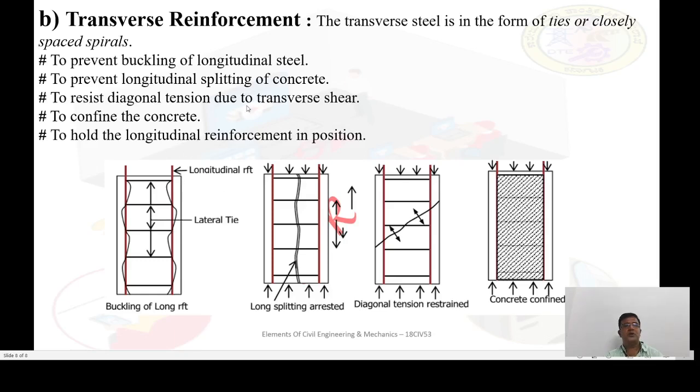Next, we should know the necessity of having transverse reinforcement, that is lateral ties, in a column. The transverse steel is in the form of ties or closely spaced spirals. The importance of transverse reinforcement is to prevent buckling of longitudinal steel, to prevent longitudinal splitting of concrete, to resist diagonal tension due to transverse shear, to confine the concrete, and to hold the longitudinal reinforcement in position. The figure clearly shows the importance of transverse reinforcement in the column.